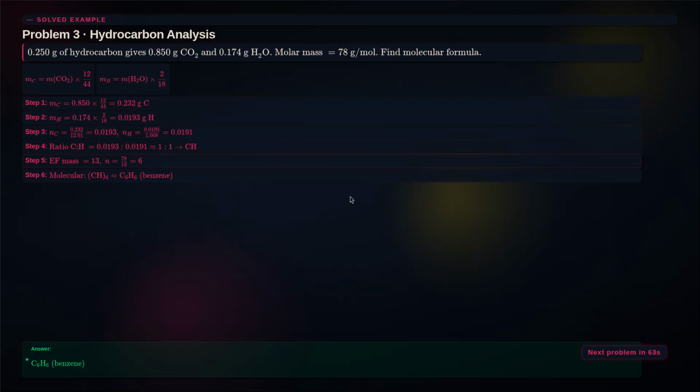Step 2. Convert to moles. Carbon, 0.232 divided by 12 equals 0.0193 moles. Hydrogen, 0.0193 divided by 1 equals 0.0193 moles. The ratio is approximately 1 to 1. The empirical formula is CH. Step 3. The empirical formula mass is 13 grams per mole. N equals 78 divided by 13, which equals 6. The molecular formula is C6H6, which is benzene.